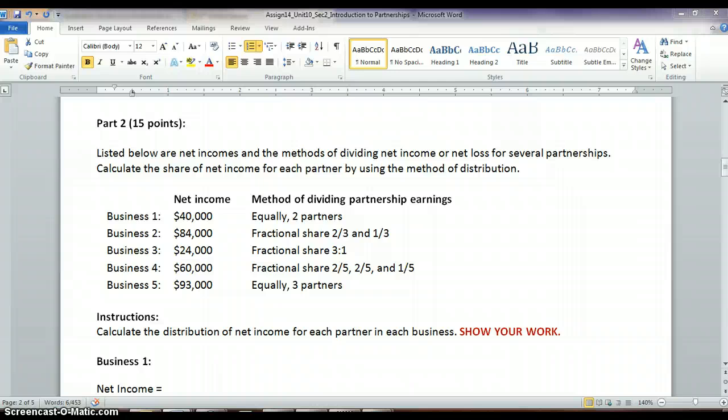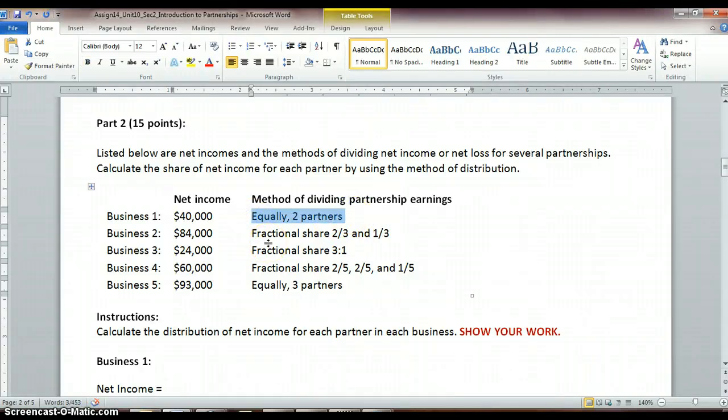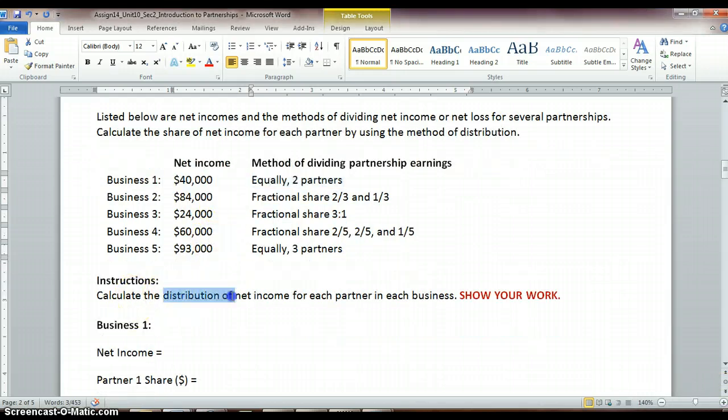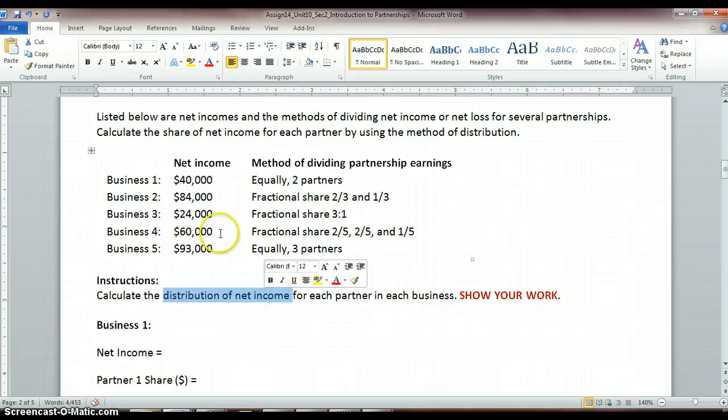Then part two of this assignment. So now we're looking at different businesses that have partnerships, and each partnership decided to divvy up their shares differently. In business one, we can see that there are two partners and they just decided to split everything equally. So they must have equal investment into this business. So you'll need to calculate the distribution of net income for each partner in each business.